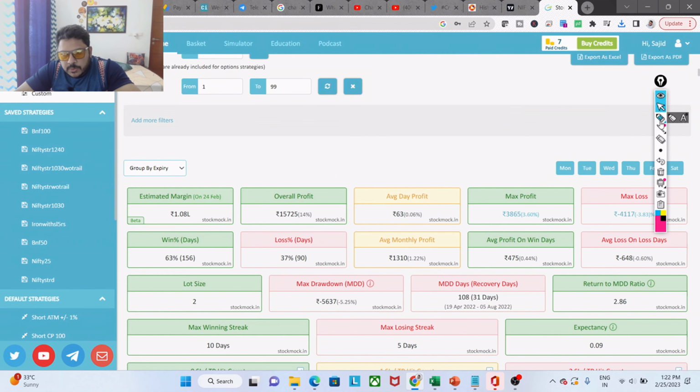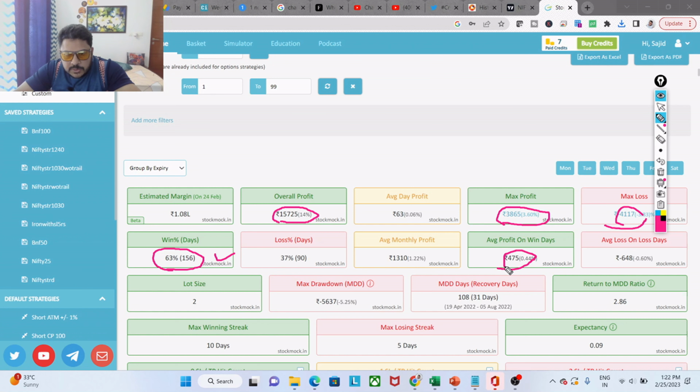Okay, if you notice this, the win ratio has gone up. Now you are winning 63% of the time. Profit has gone up 14%, from 11 to 14. This has dropped: max profit versus max loss. Your loss is higher. Profit on win days is also less.